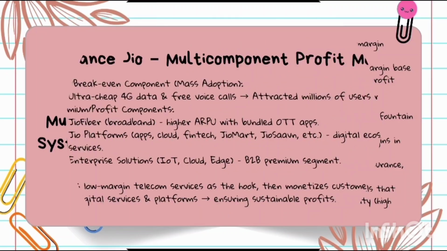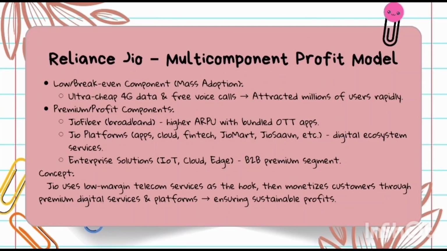An example of Reliance Jio to explain this. So, Reliance Jio is a great example of how a multi-component profit model works in practice. When Jio entered the telecom market, it disrupted the industry by offering ultra cheap 4G data and free voice calls. This low or even break even component wasn't designed to make money, it was designed to attract millions of users quickly and build massive market adoption.